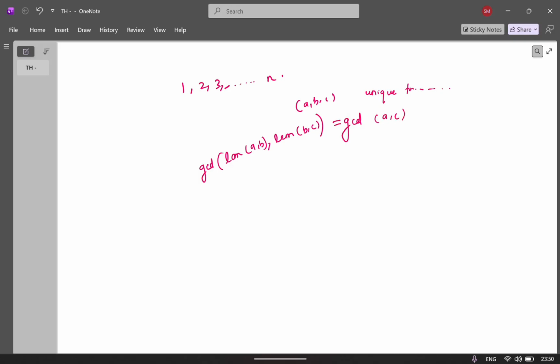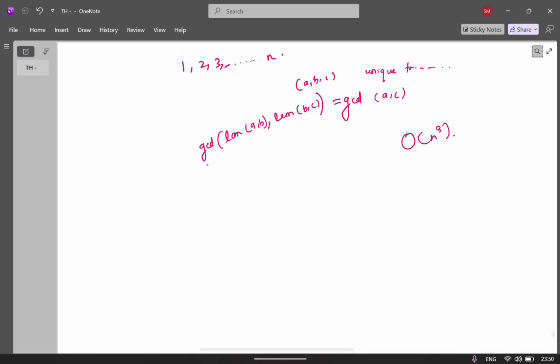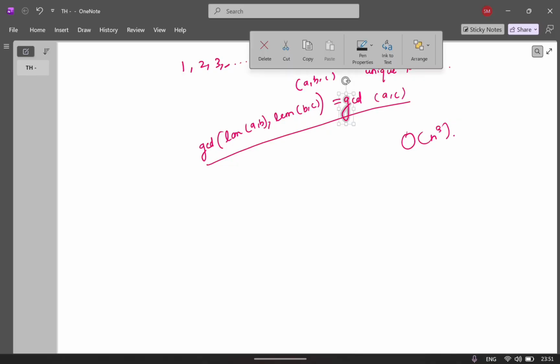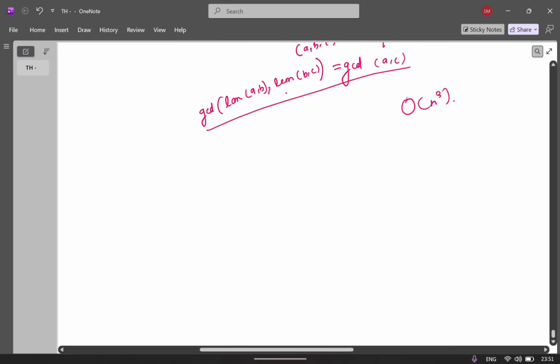So of course in brute force you can do 3 loops and find it, but of course it will fail and its time complexity will be O of n cube. So how will we do it in O of n, or maybe less than O of n cube, which is possible. So we have to first simplify this equation. This is the equation.